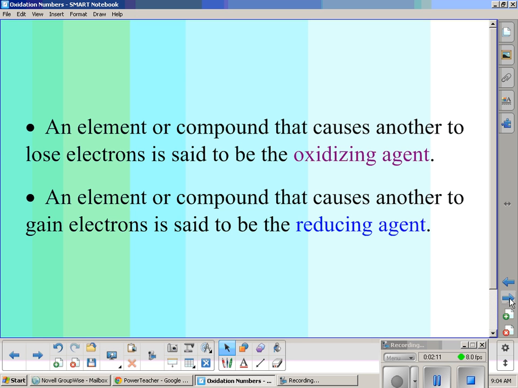Okay, now let's make things a little bit worse. An element or compound that causes another to lose electrons is said to be the oxidizing agent. Okay, and the flip side of that coin, an element or compound that causes another to gain electrons is said to be the reducing agent. So a reducing agent is giving away electrons, and an oxidizing agent is taking electrons.